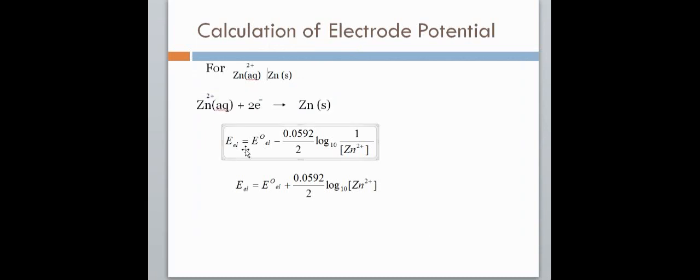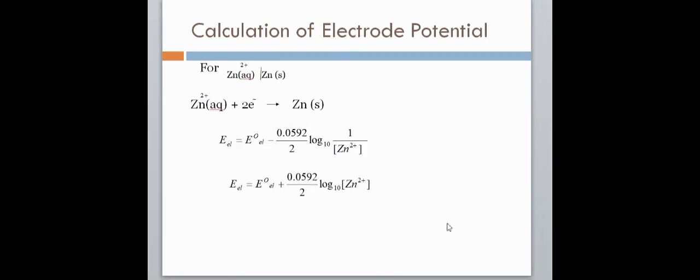So electrode potential E electrode is equal to E0 electrode minus 0.0592 upon 2. Why 2? Because there are two electrons. Log to the base 10, 1 upon Zn2 plus. Why Zn2 plus? Because I told you it's products upon reactants, right? So products will be what? Zn2 plus. As I said, we ignore solid, so we don't even mention anything on top in products. Okay, so this is how we can calculate electrode potential for a particular electrode in a cell.